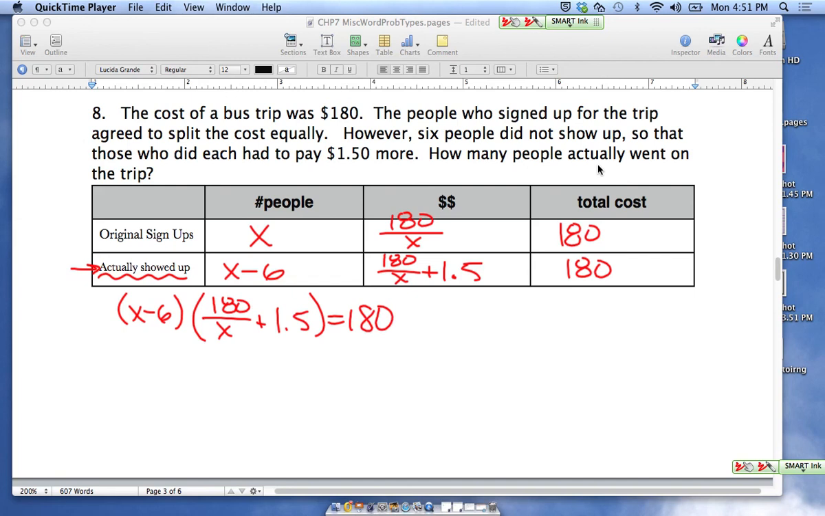And you can always use the quadratic formula when you get to a point of factoring. And I will tell you that at the end of this, I'm going to ask you to take it from here. X equals 30. So that means that 24 people actually went on the trip. So I'm going to ask you to take that problem and clean it up at that point. And then I would like for you to apply the same logic to the next problem. It's exactly the same type of problem.